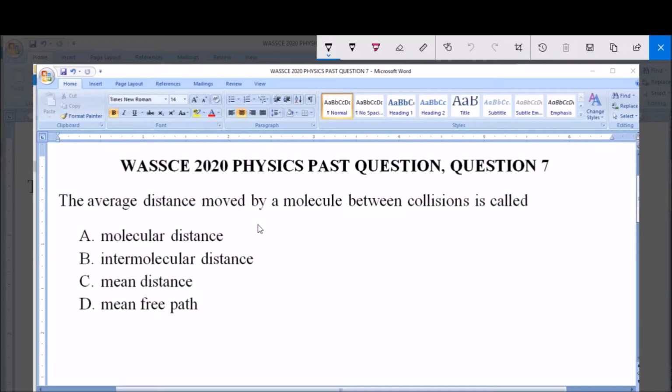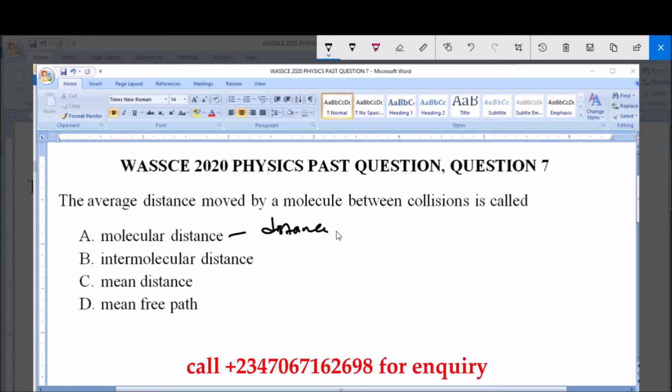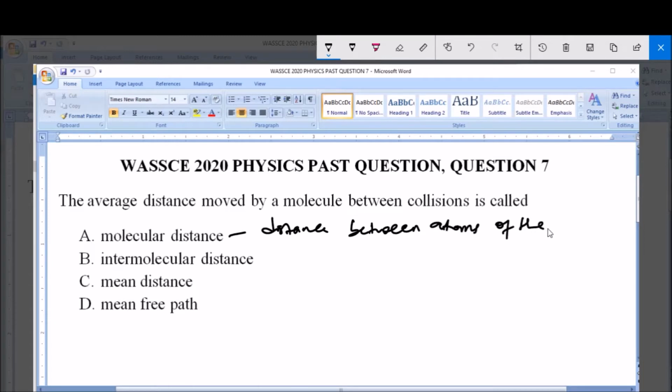Now, let's analyze each of these options to get our answer. Molecular distance, that's option A. Molecular distance is simply the distance between atoms of the same molecule. The distance between atoms of the same molecule is what we call the molecular distance.